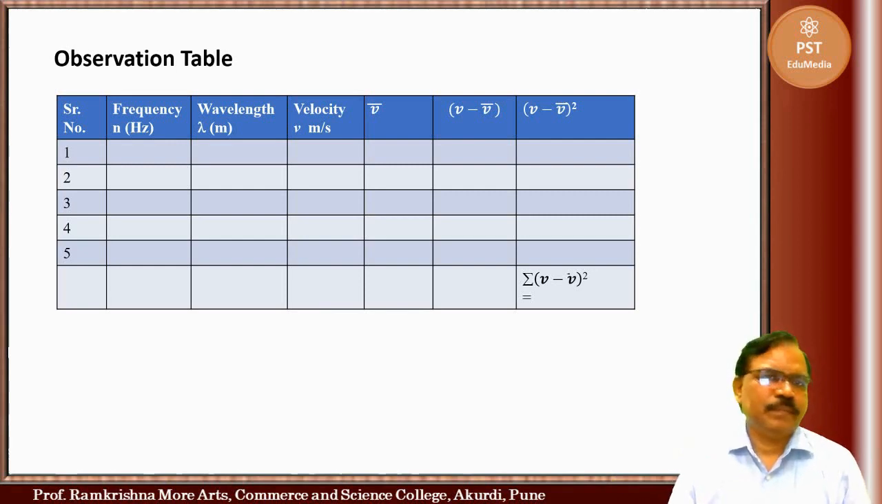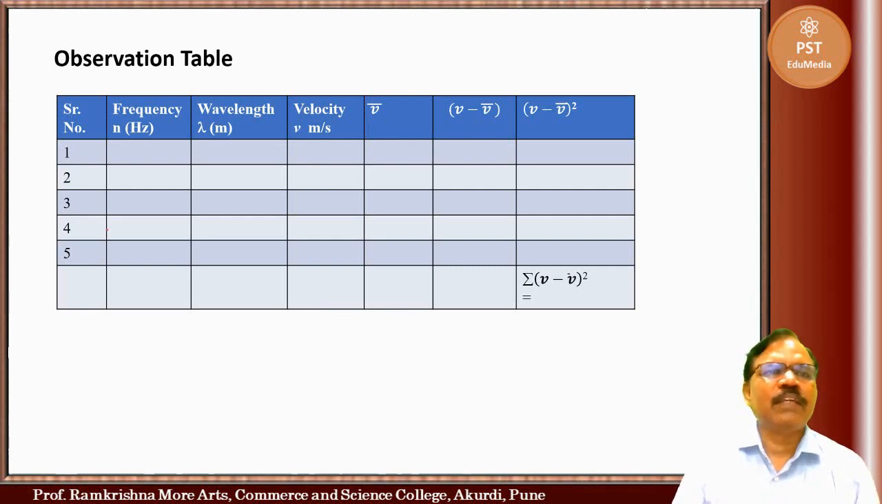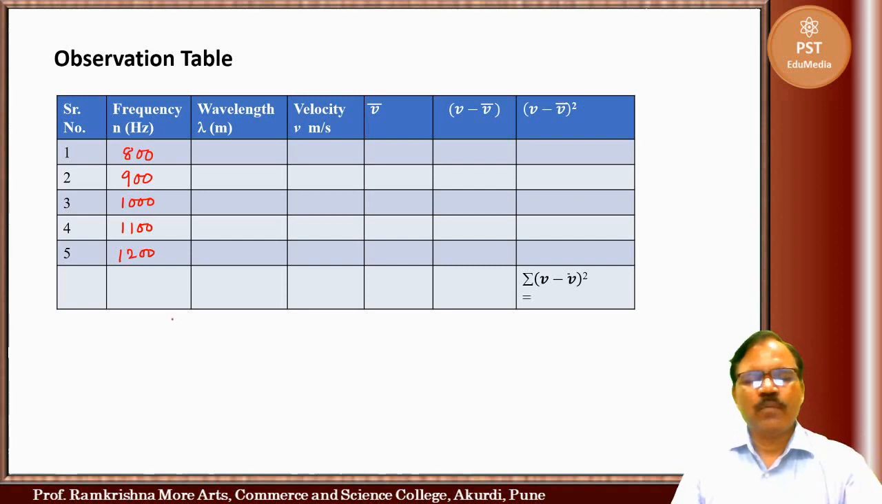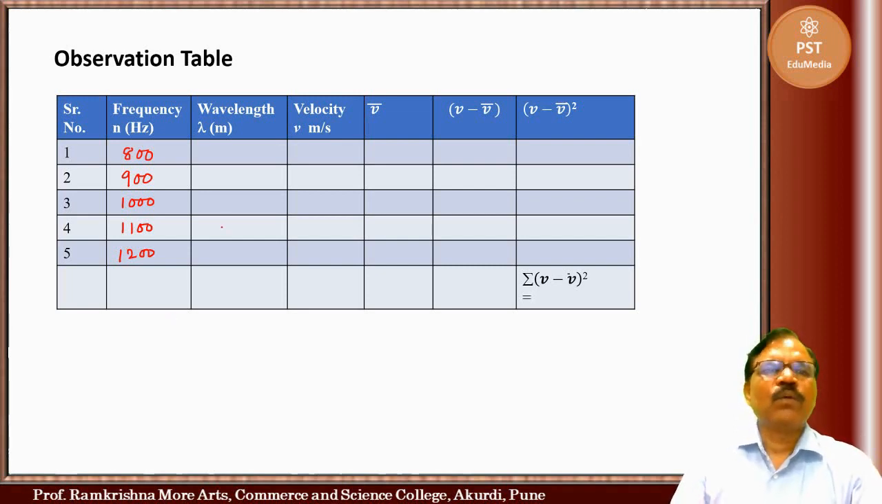Now this is the observation table. We have taken 5 readings and we have set up 5 frequencies. Here the first frequency is 800 hertz, second is 900 hertz, third is 1000 hertz, fourth is 1100 hertz, fifth is 1200 hertz. Now we have measured wavelengths in centimeter. We will take that in meter. So we have 42.2 centimeter. So it is 0.4422 meter.